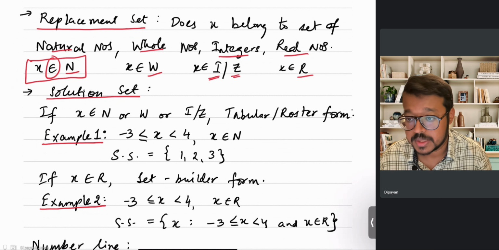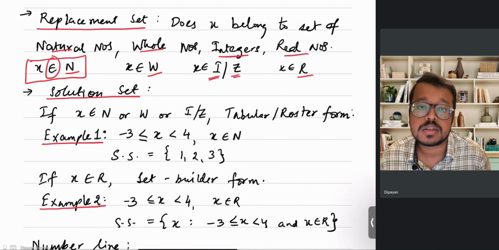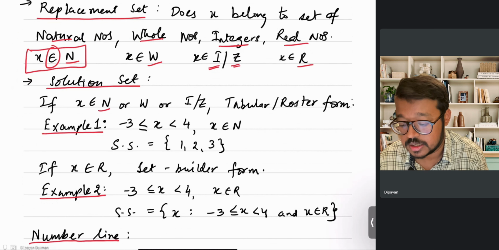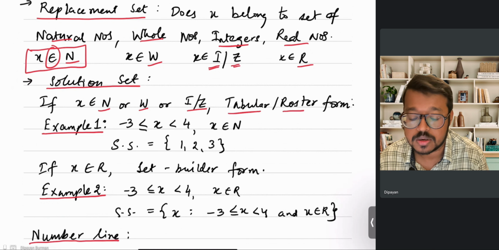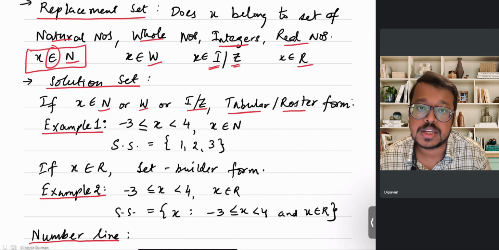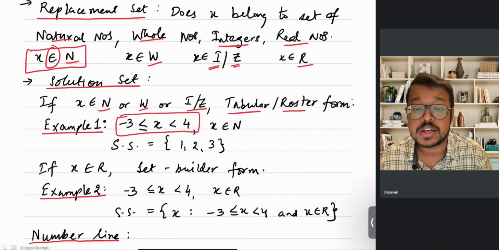And once I know the replacement set and I have solved the inequation, I have to write the solution in the set format. I have to write the solution set. Now in case the replacement set x belong to natural numbers, whole numbers or integers, we need to write the solution set in the tabular or the roster format. And for example, if after solving an inequation, the range of values of x is between minus 3 and 4, x can be greater than or equal to minus 3, but x is less than 4.